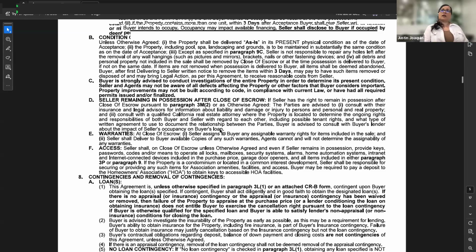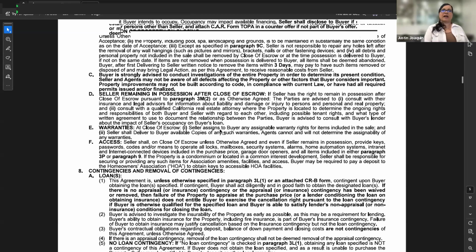Okay, seller shall not be responsible to repair any holes left after. That's good to know, right? That's a common one. Sellers say, hey, I'm going to take all my paintings, my wall things. Do I have to repair? No, you don't. All debris and personal property not included in the sale shall be removed. So seller, you have boxes stacked from the floor all the way to the ceiling in your garage. You have trash and debris all over your backyard. We're going to need to make sure that's removed by when? By the close of escrow date or at the time possession is delivered to the buyer.